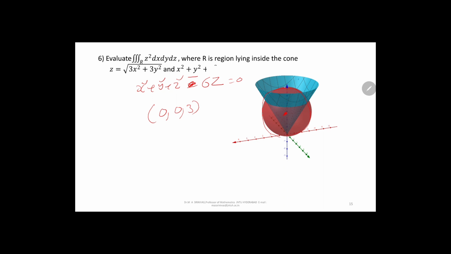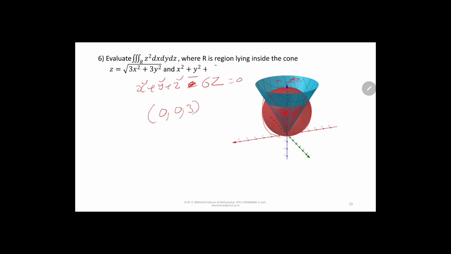And the region he is considering is inside both of these. If I take the points here, it is outside the cone, so this is not my region. If I take the points here, this is also not my region because they are inside the cone but outside the sphere. So what are the common points? This is my region of integration, this entire part up to this.